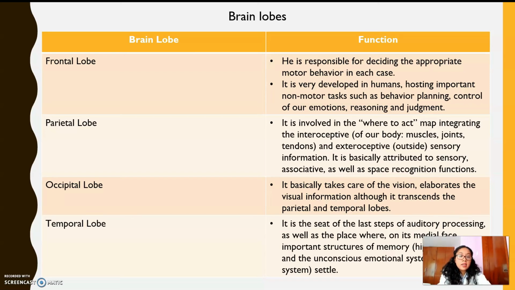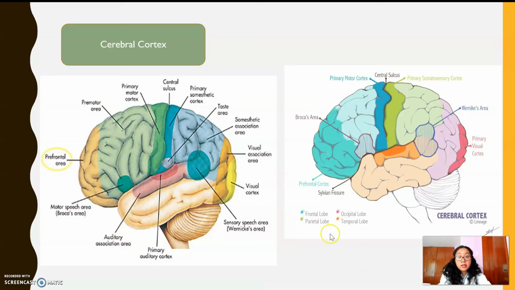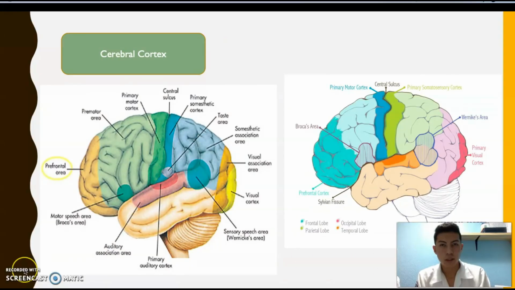So now let's see a little bit of the cerebral cortex. The cerebral cortex is the outermost layer of the brain. It is made of a thin sheet of neurons with interconnections. It is responsible for thinking, perceiving, understanding, and processing information. Most of the information processing occurs in the cerebral cortex. The cortex is very full and only a third is exposed to the surface.